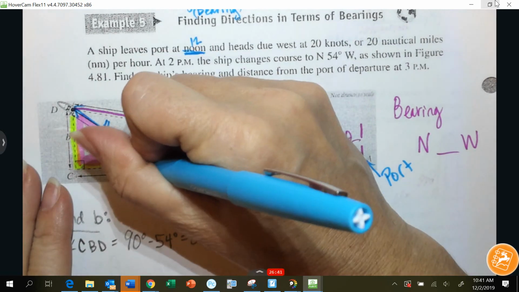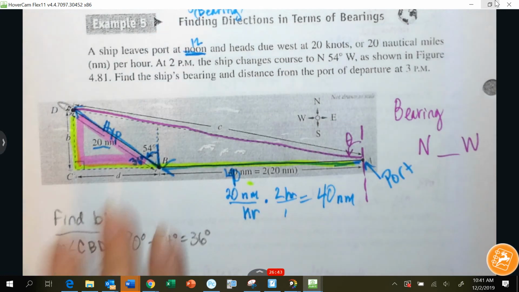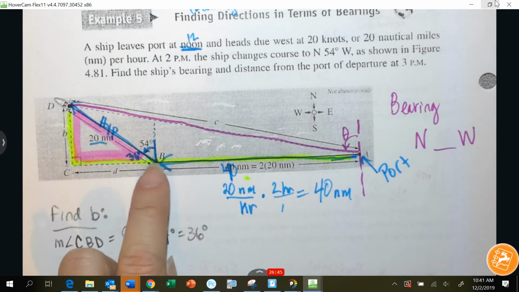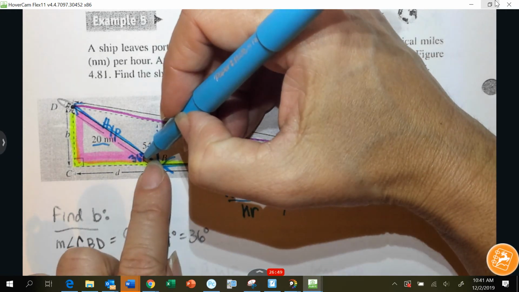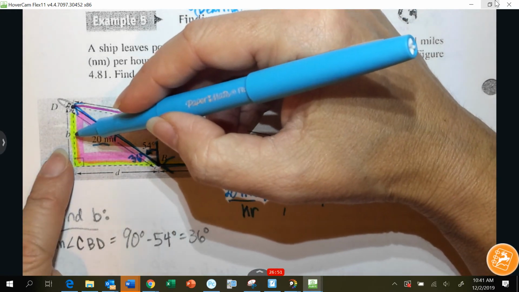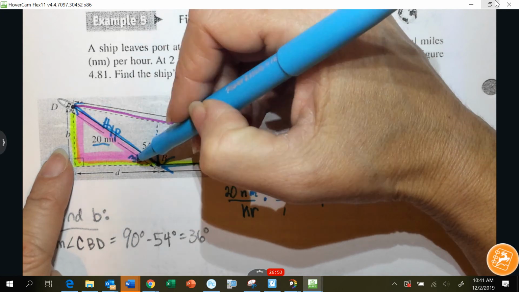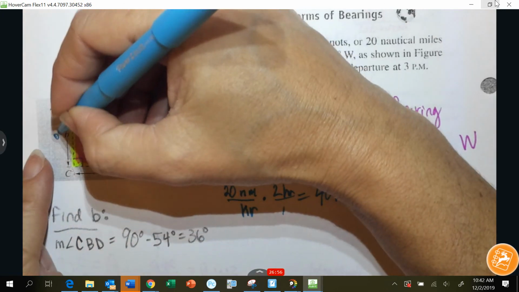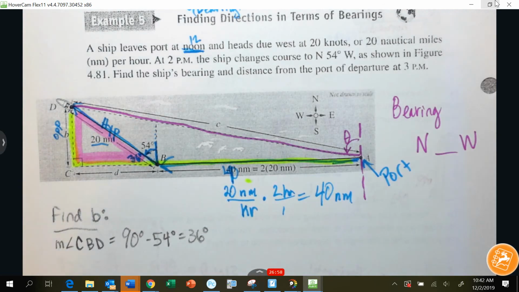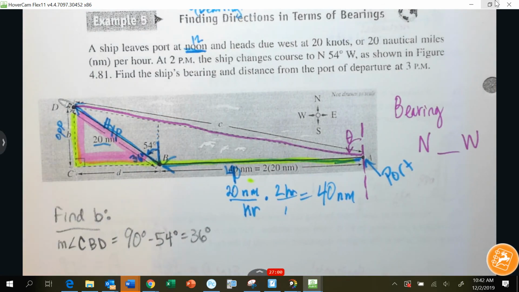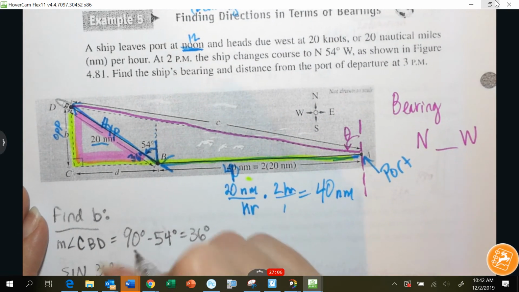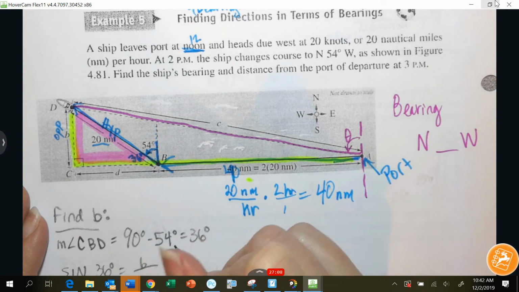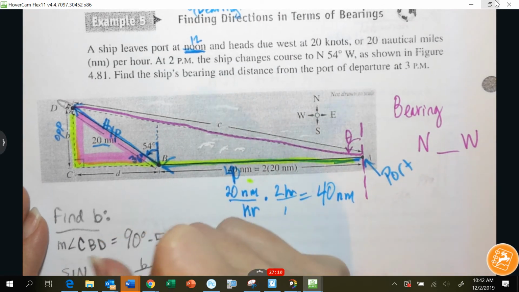I have too many colors now. 36 degrees. Okay, so we have an angle. That angle is located over by that point B. According to this angle, what is the side I'm solving for? That's opposite. So what am I going to use if I have opposite and hypotenuse and an angle? Sine. So we're going to do sine of 36 is equal to B over 20. Cross multiply.